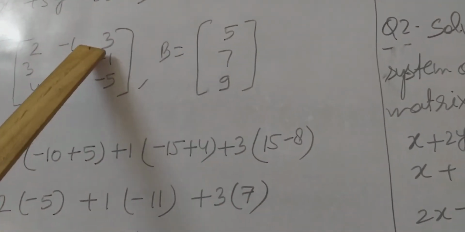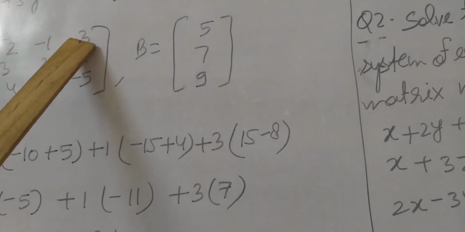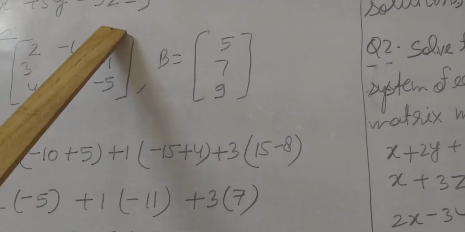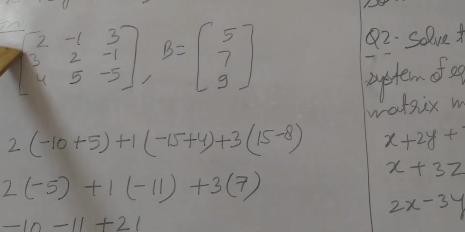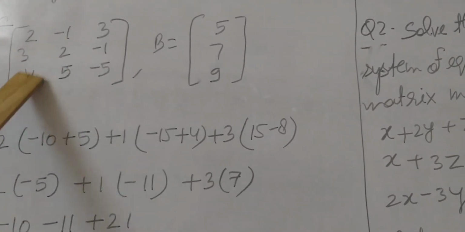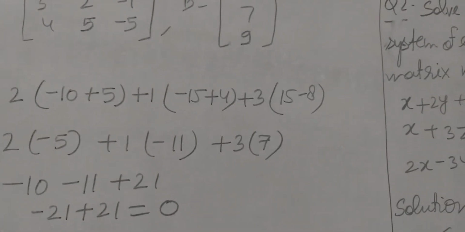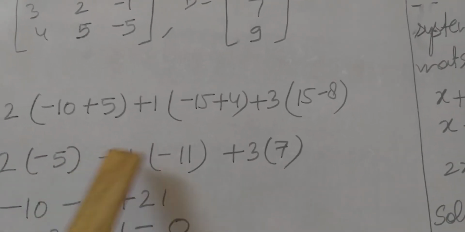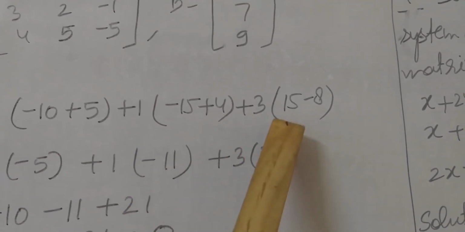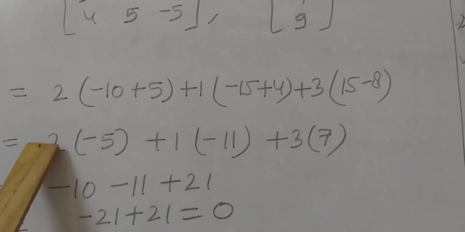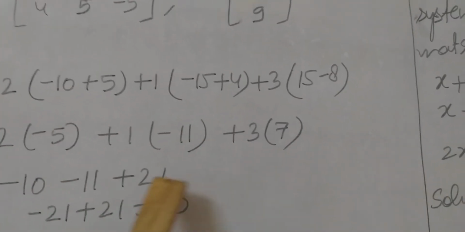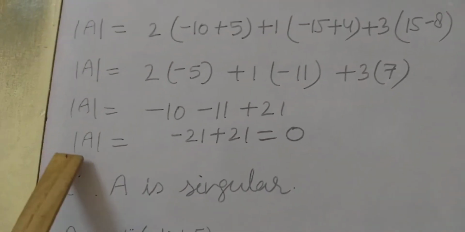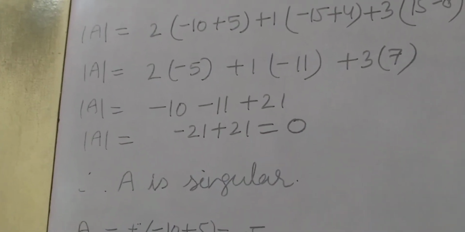Now it is at the place of A13. So 3 plus 1 is 4, so we have to put a plus sign, plus 3. Delete its column and its row. These are the left values. Find out its determinant: 15 minus 8. Now students, do the calculation. 2 times minus 10 plus 5 is minus 5, minus 15 plus 4 is minus 11, 15 minus 8 is 7. Now minus 10 minus 11 plus 21. So minus 21 plus 21 equals 0. So the determinant of A is equal to 0.